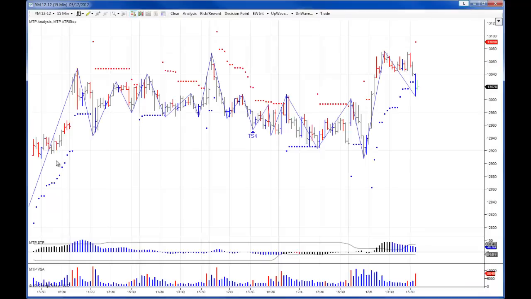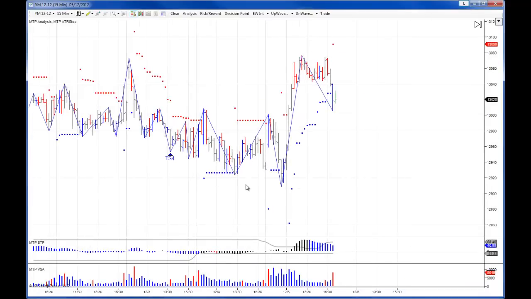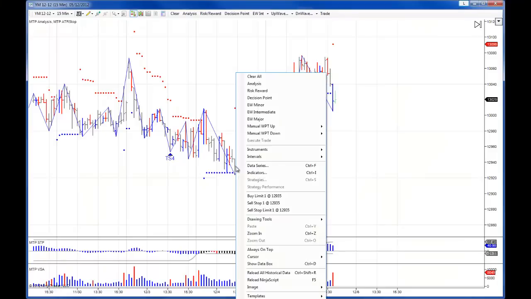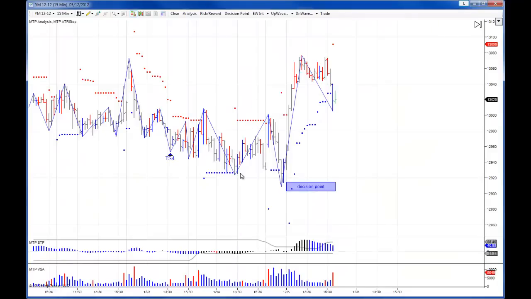The YM was the cleaner market, because if we look at the prior pivot here, if we then now do the decision point from here, can you see how the YM came down at the same time as the ES into this low absolutely beautifully? Just there. There it is. Right at that low perfectly.